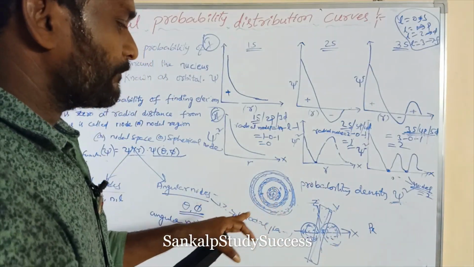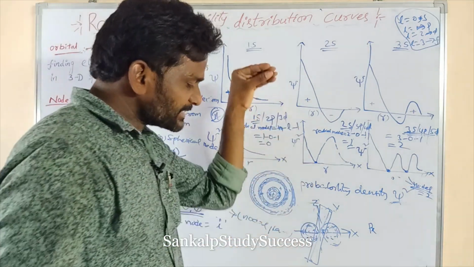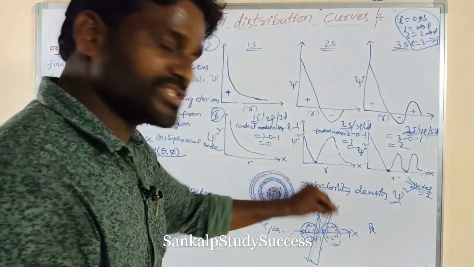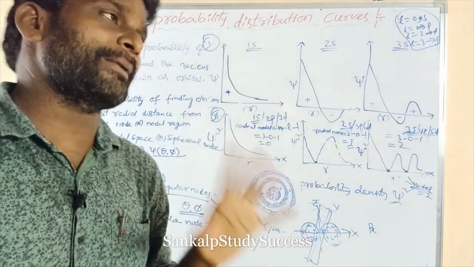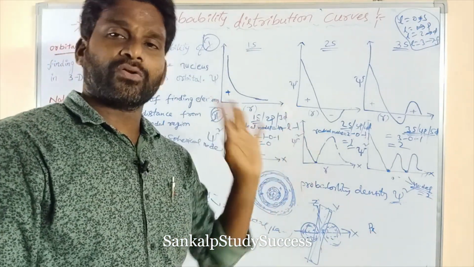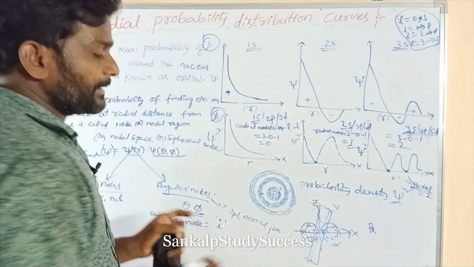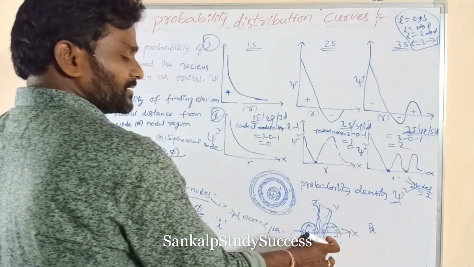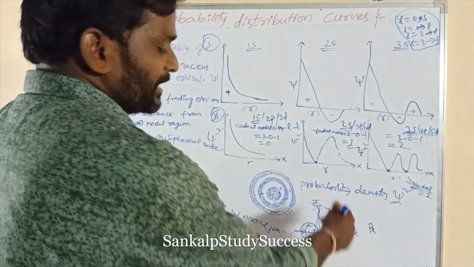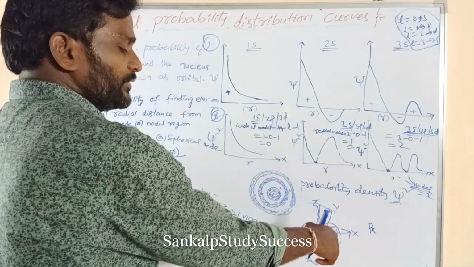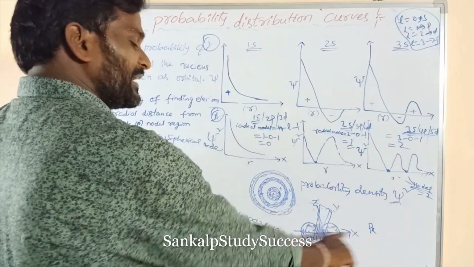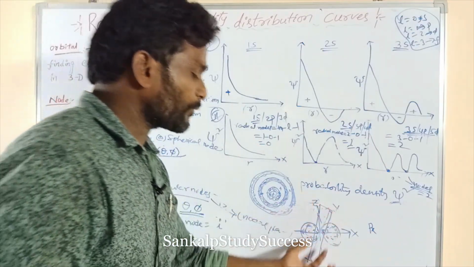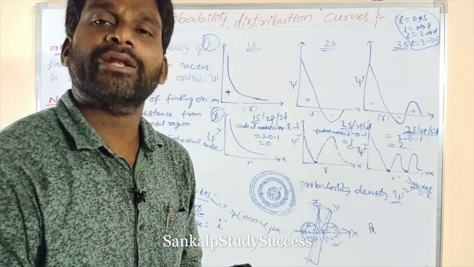So the plane which is passing through the nucleus of an orbital, where the probability of finding the electron is 0, is said to be a nodal plane or angular node. This is the plane. So the dumbbell is present on the x axis. That means the probability of finding the electron around the nucleus is in a dumbbell shape on the x axis, but the probability of finding the electron is 0 on the yz plane. So that is said to be the nodal plane.